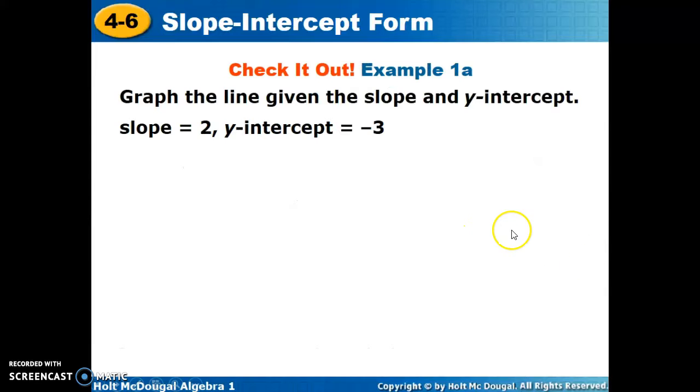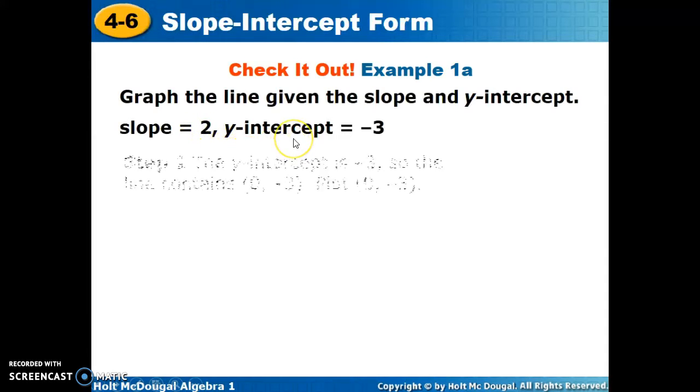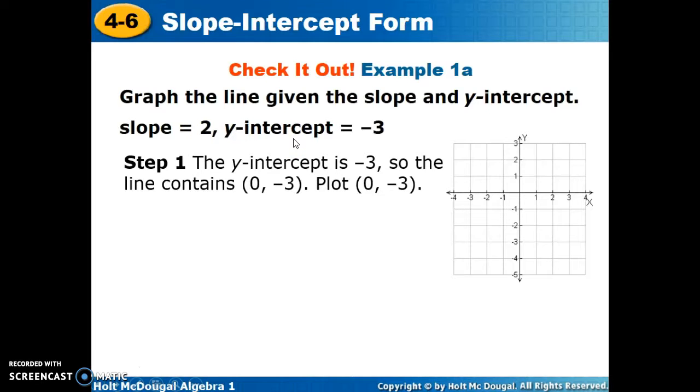That sounds easy. You try. Check it out. It says graph the line, the slope, and the y-intercept. Slope is 2. Now keep in mind this is rise over run. What would that run have to be? If we turn 2 into a fraction, it would be 2 over 1. And our y-intercept is negative 3.